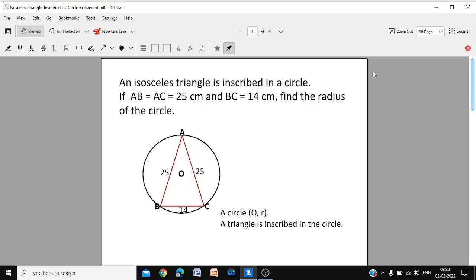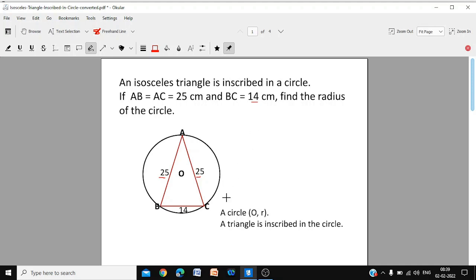Now here we have an interesting sum. An isosceles triangle ABC is inscribed in a circle. Now AB and AC are equal sides, equal to 25 centimeters each, and BC, the base, is 14 centimeters. Here, find the radius of the circle.